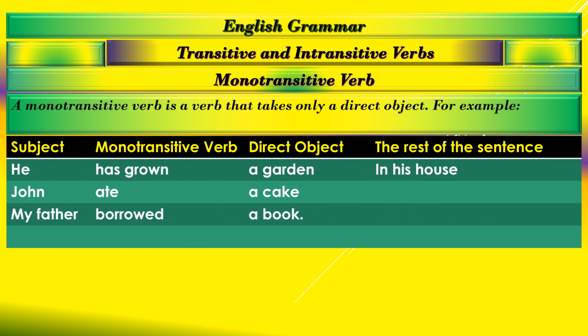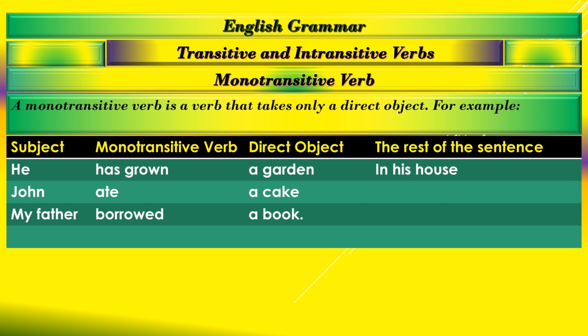Monotransitive verb. A monotransitive verb is that verb which takes only one object and that is a direct object. For example, he has grown a garden in his house. Grown is a monotransitive verb because it has one direct object, that is a garden.